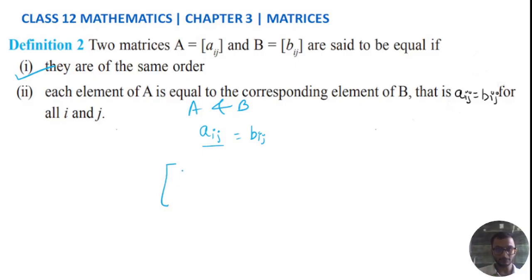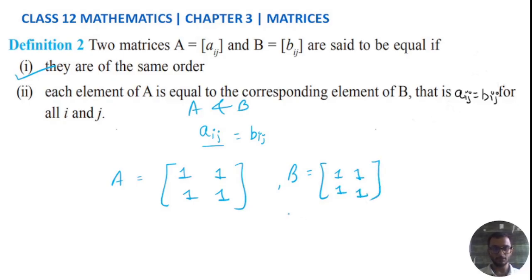Suppose I give you one simple example. I am taking A as 1 1 1 1, and B as 1 1 1 1. You tell me whether A is equal to B or not. So A is equal to B because first you take this element, which is equal to the corresponding element here, that is A11 is equal to B11. This is B11, right? Similarly, A12 is equal to B12, A21 is equal to B21, and A22 is equal to B22. So this is the definition of equal matrices.